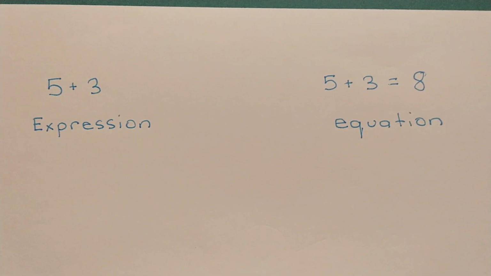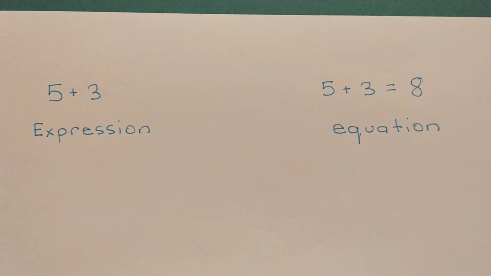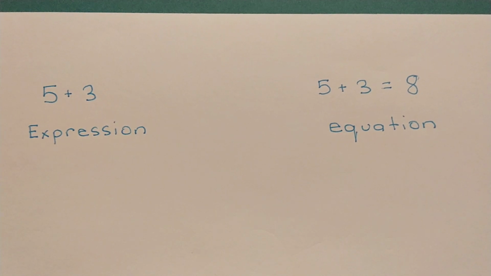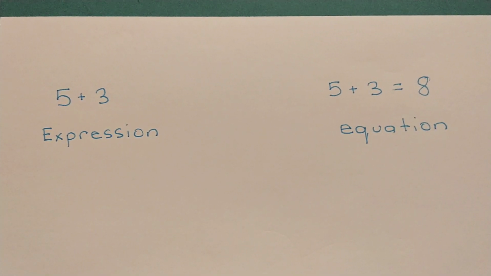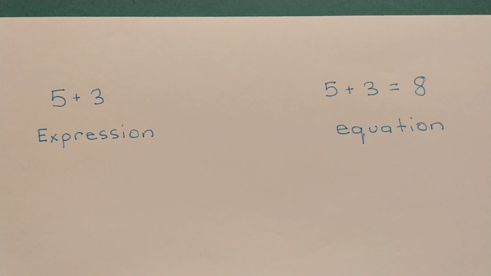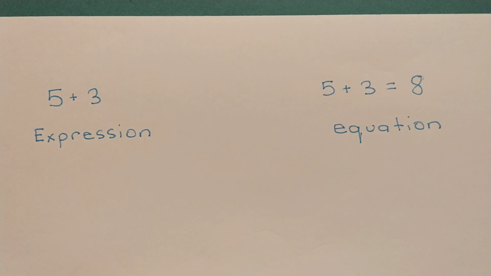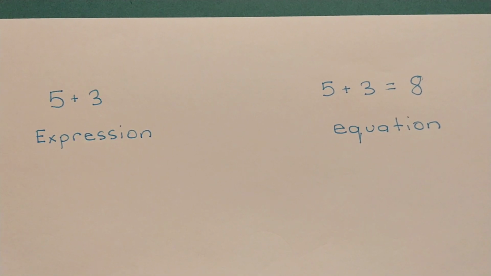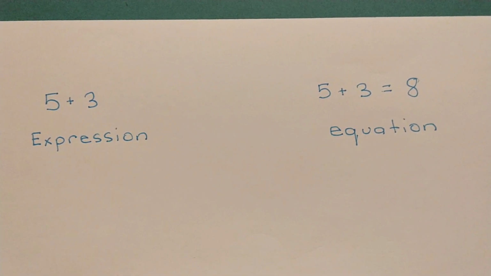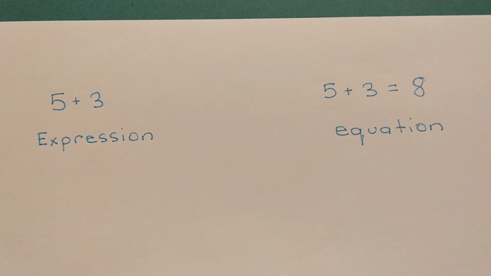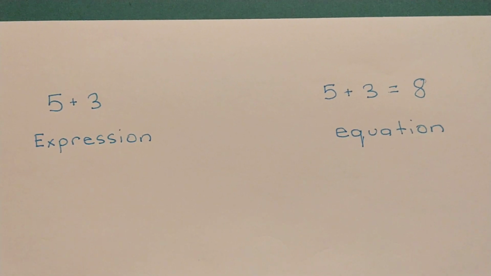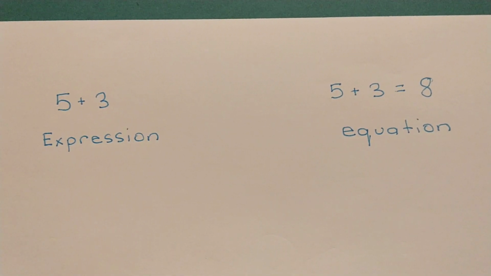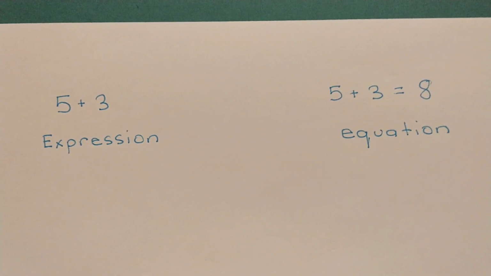Now let's talk about the difference between an expression and an equation. 5 plus 3 is just an expression, and 5 plus 3 equals 8 is an equation because it contains an equal sign. 5 plus 3 are the addends and 8 is the sum. That's an equation. But 5 plus 3, the expression, are just the two addends.